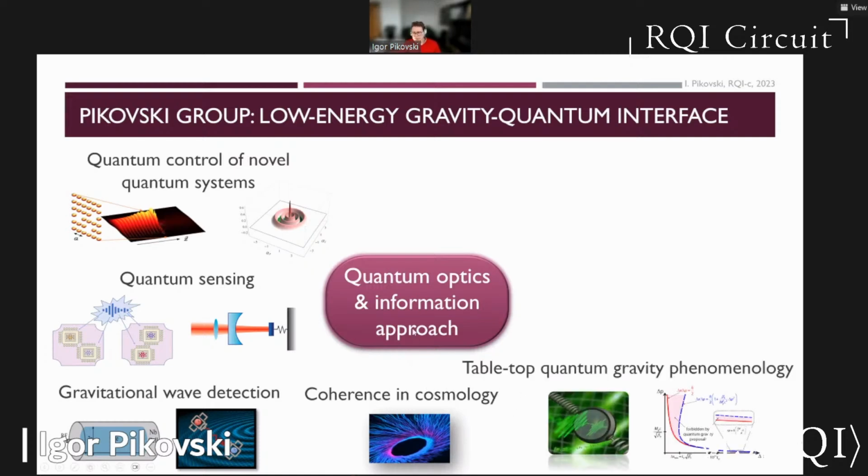And then kind of a large aspect of our research is studying so-called tabletop quantum gravity phenomenology. Namely, if there are some tests of some speculative models of quantum gravity that we can perform with some of these novel systems, and what type of experimental input there can be for the expected or maybe speculative behavior due to the interface of quantum mechanics and gravity.